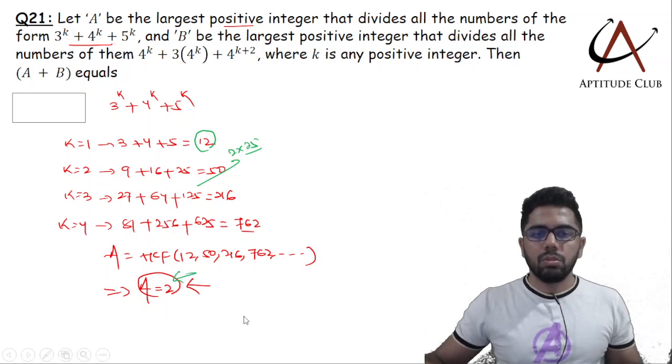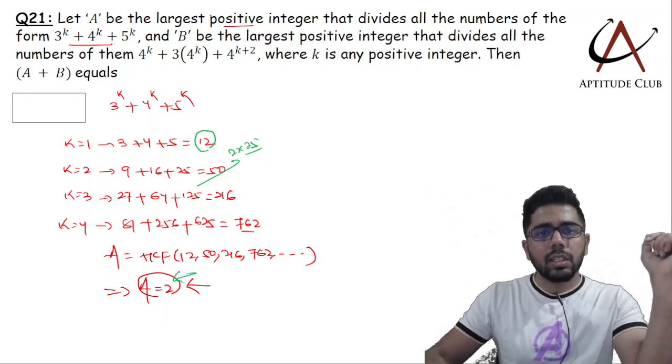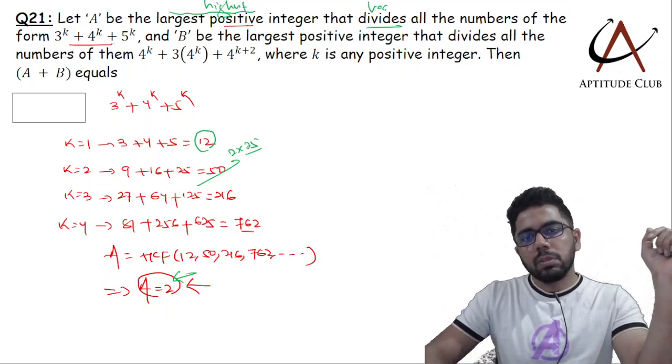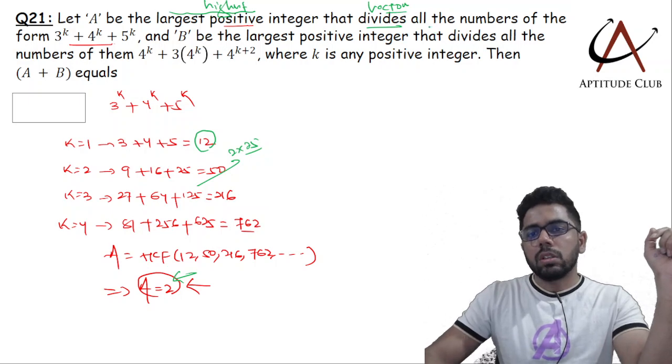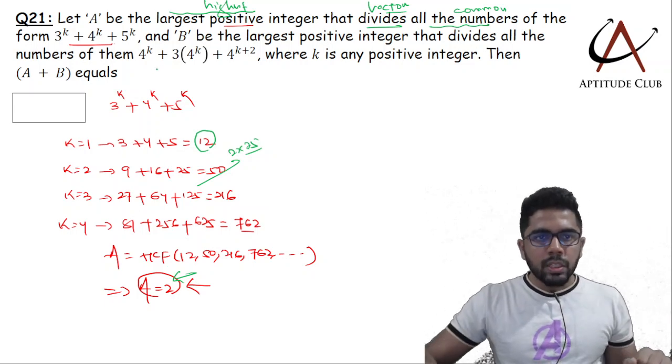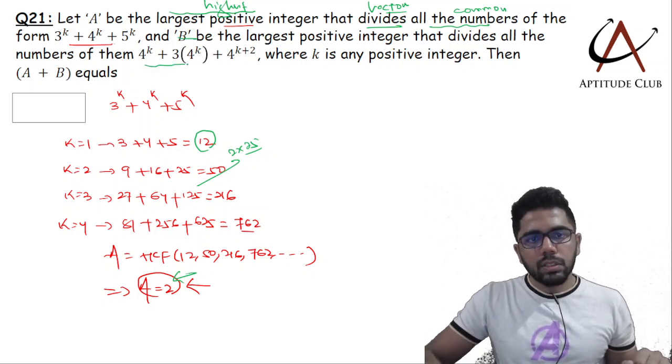So HCF is 2. Why HCF? Because यहाँ पे बोल रहा है it's the largest positive integer. Largest positive मतलब यहाँ पे आ गया highest. That divides मतलब आ गया factor. All the numbers means common factor होना चाहिए. So highest common factor. Similarly B is the HCF of this.